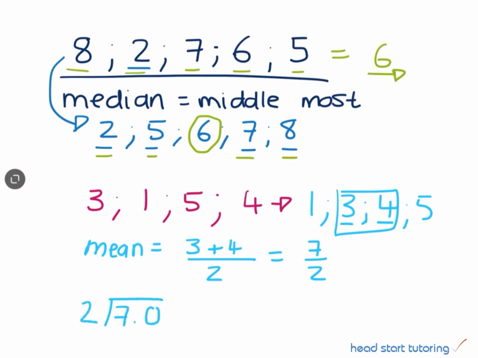7.0 divided by 2 gives us 2 into 7 goes 3 times, and we just bring up our decimal point, and there's going to be a remainder of 1, and 2 into 10 goes 5 times, so we've got an answer of 3.5. So the median of 3, 1, 5, and 4 gives us an answer of 3.5.